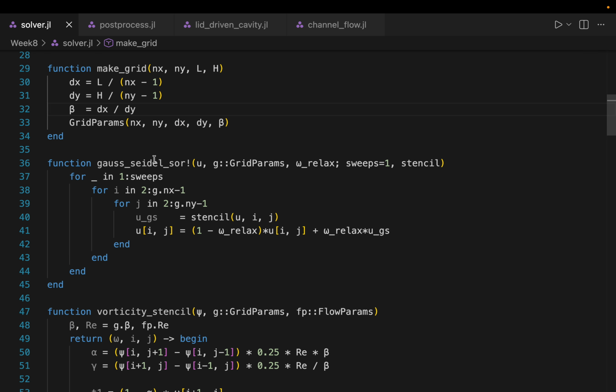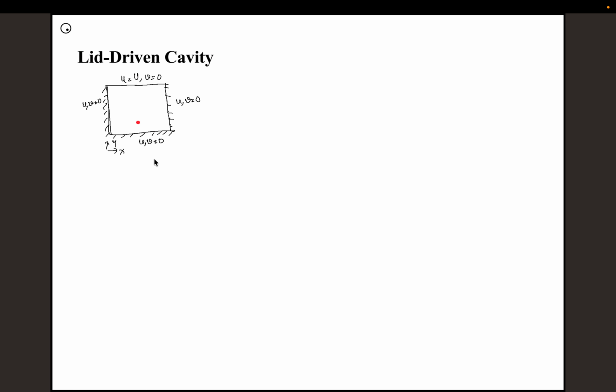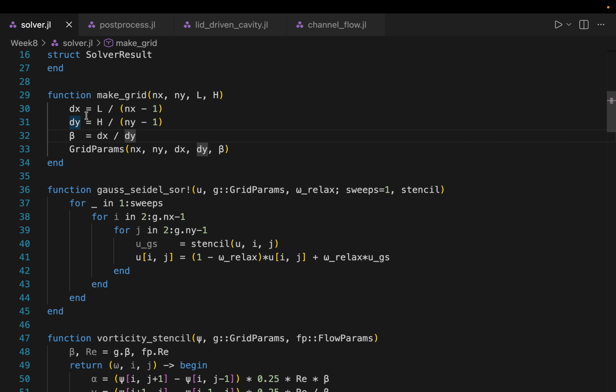Let's start from here. So the first step is discretization. This is the domain that I'm considering. We will discretize this uniformly across x and y directions. Say this is my length L and this is my height h. So dx is basically L divided by nx minus 1, and dy is h by ny minus 1. Beta I'm defining as dx by dy. I've written the equations assuming beta is dx by dy.